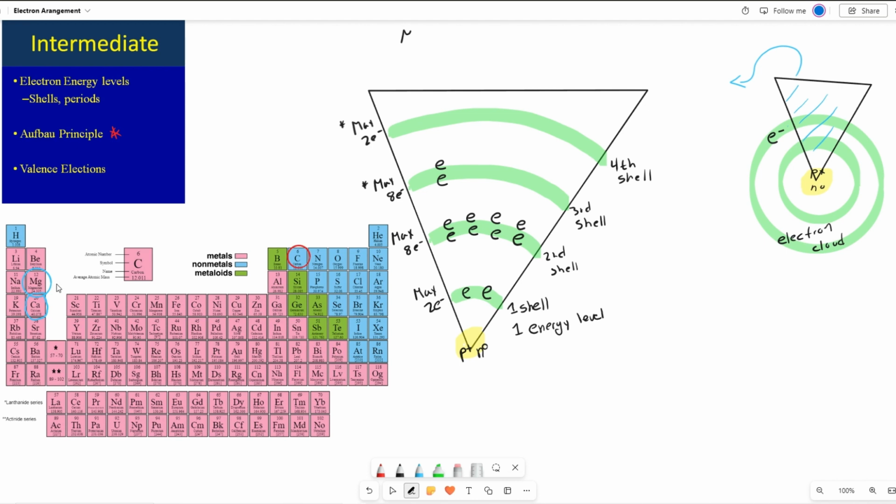So we would say that magnesium has a total of 12 electrons, and that 2 of those electrons are valence electrons. So magnesium has 2 valence electrons. And the valence electrons are important because those are the electrons that are going to be the most likely to react or interact with other atoms. So that's why chemists like to keep track of valence electrons.